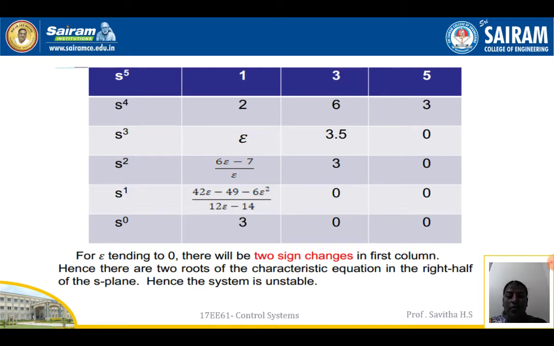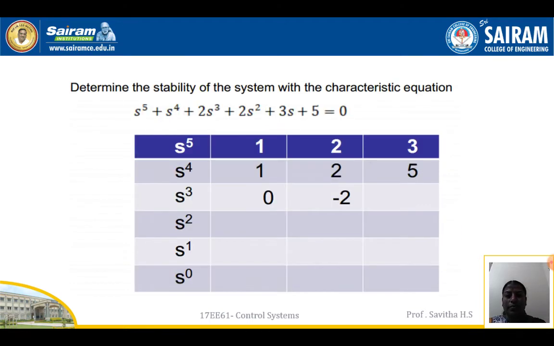For epsilon tending to 0, there will be two sign changes in the first column, as there are two roots of the characteristic equation in the right half of the S-plane, and hence the system is unstable. So we'll take the next example.